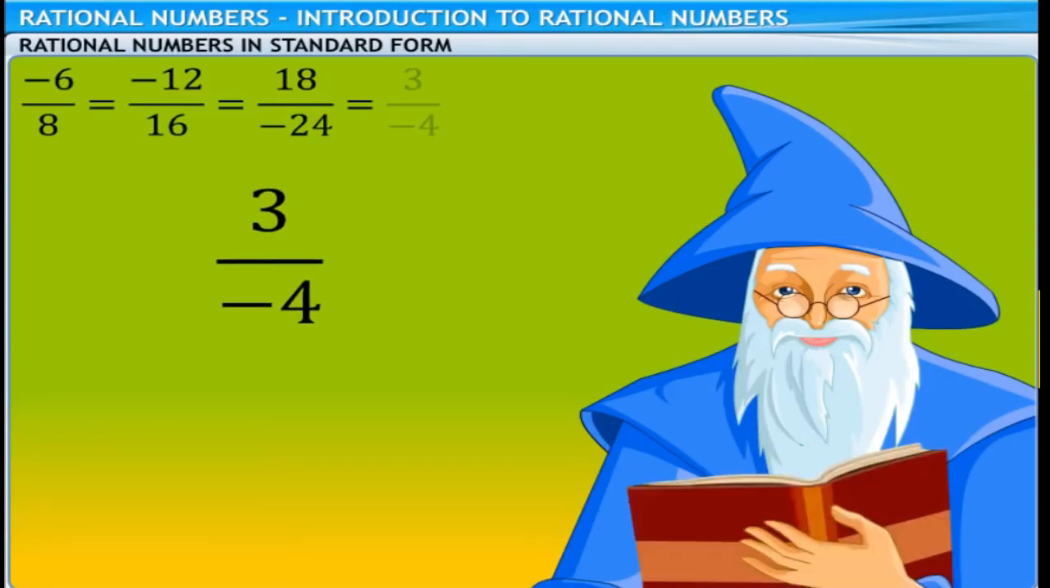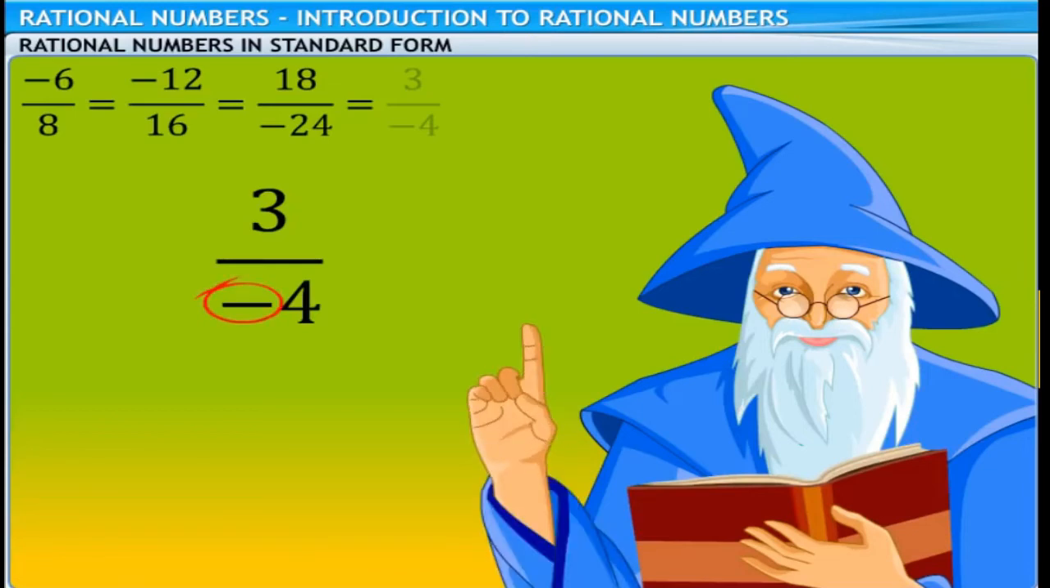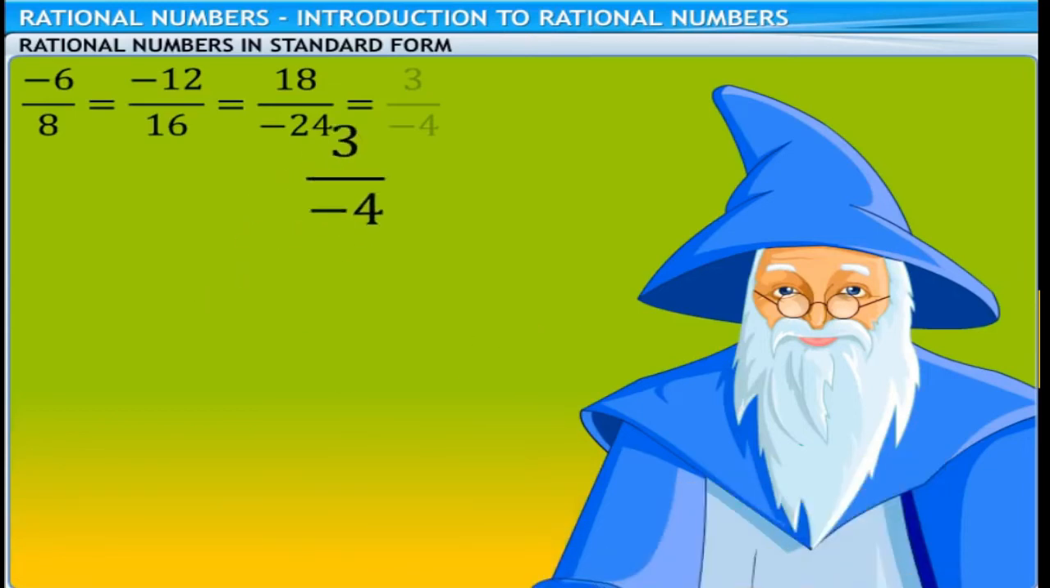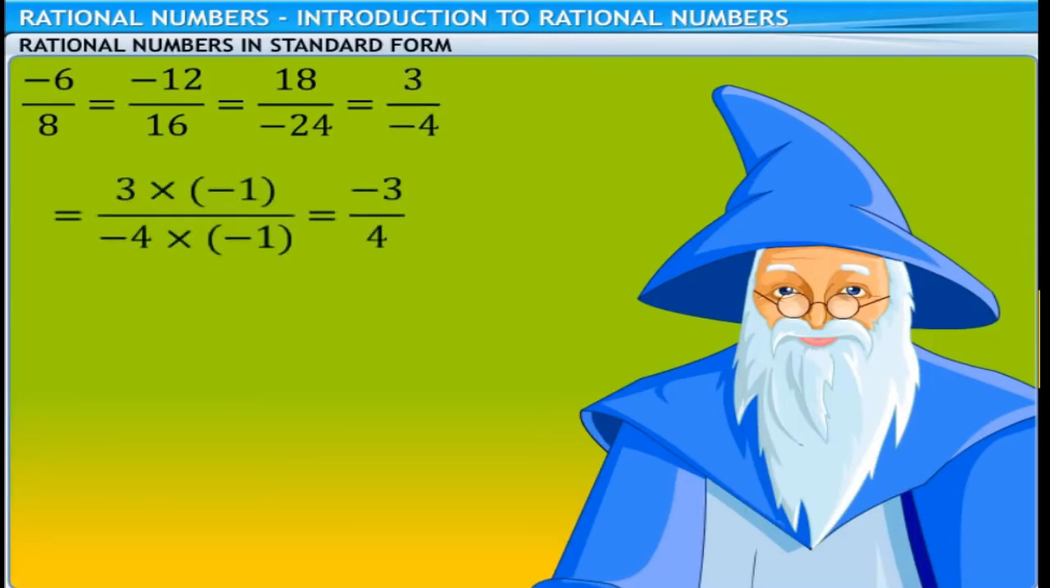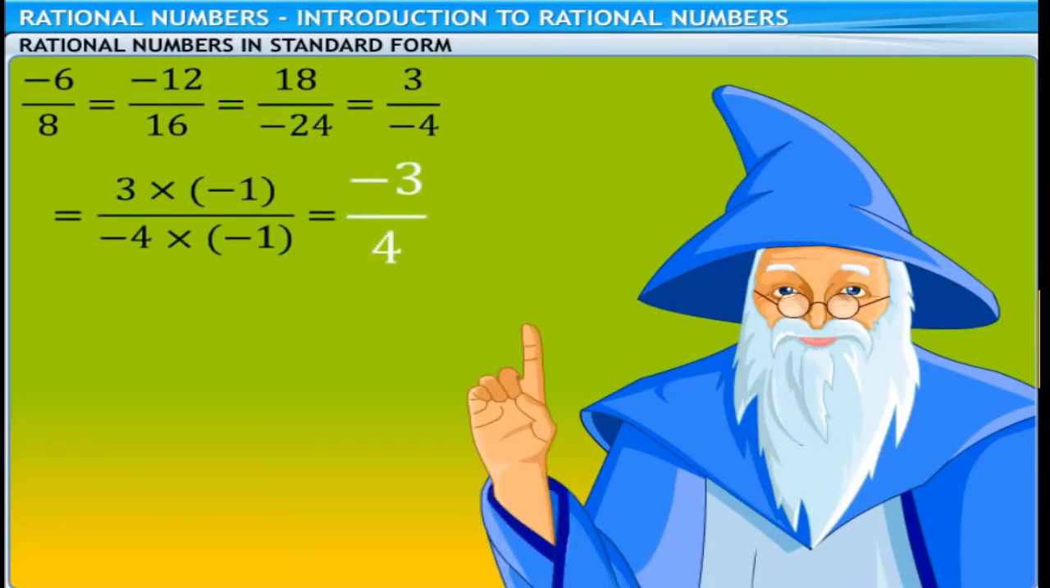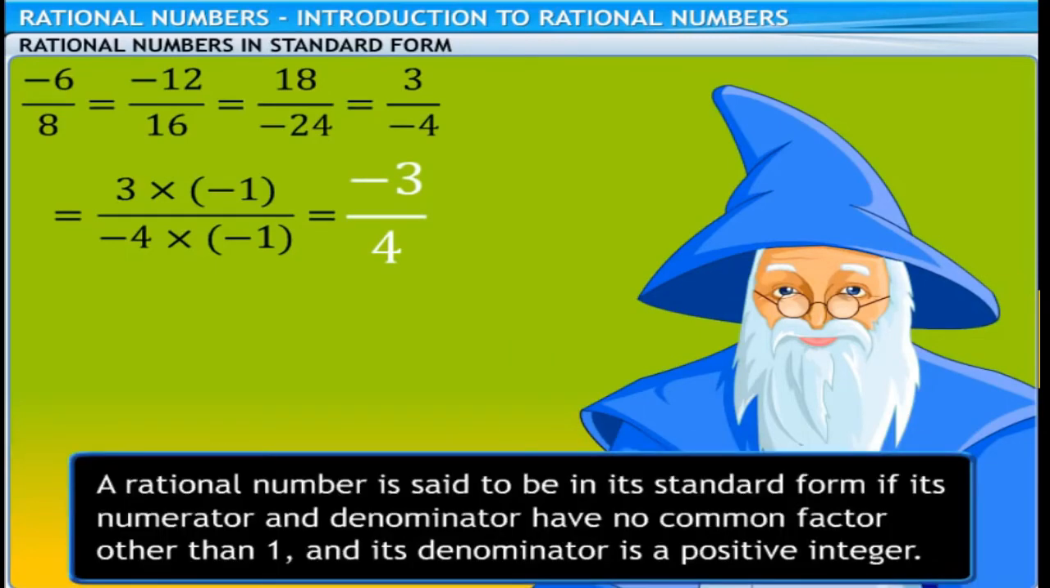However, my rulebook says that the number we are looking for cannot have a minus sign in the denominator. Getting rid of the minus sign in the denominator is easy. We just need to multiply the numerator and denominator by minus 1. The number minus 3 by 4 that we have now meets all the conditions. Here we have a rational number whose numerator and denominator have no common factors other than 1 and whose denominator is a positive integer. This form of a rational number is called its standard form.